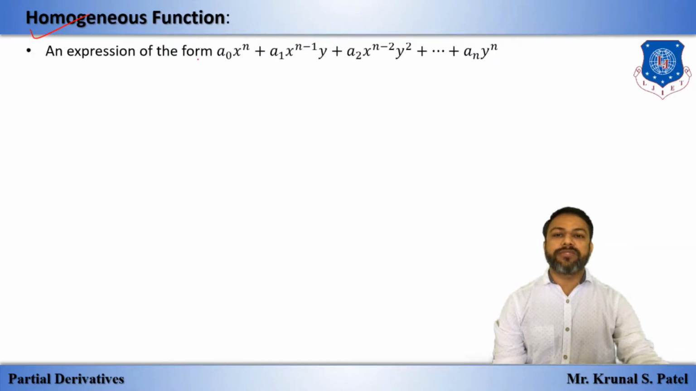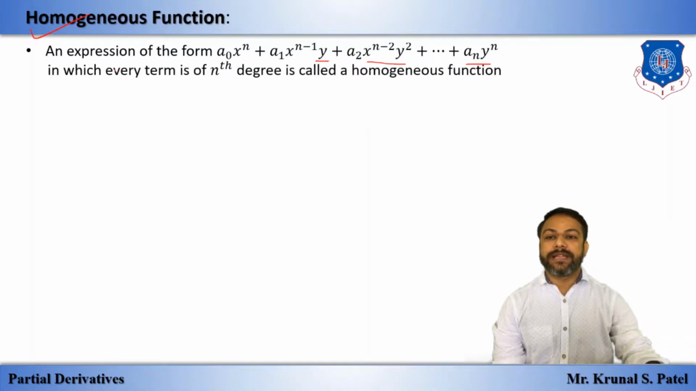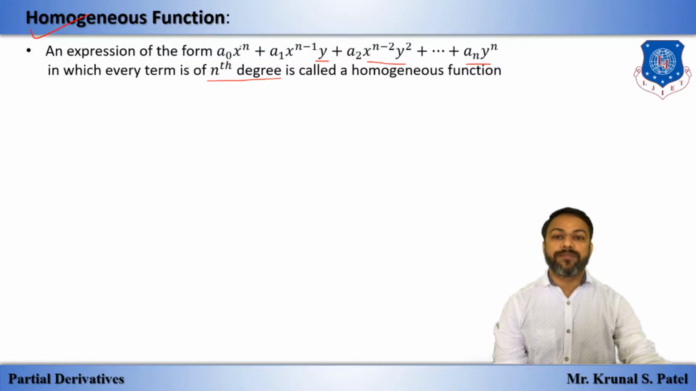An expression of the form a0 x raised to n plus a1 x raised to n minus 1 into y plus a2 x raised to n minus 2 into y square plus up to a n y raised to n, in which every term is of nth degree. Here you can see every term is of nth degree. How? Let's have a look. This is the first term, and the degree of this term is x raised to n.